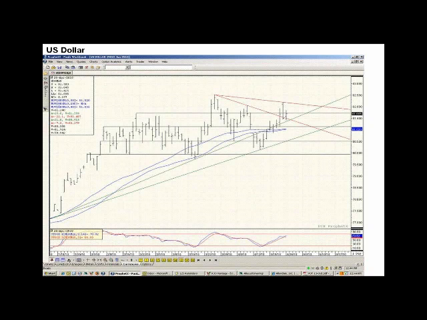And what kind of risk was that? You're going to be risking, again, probably a close back below those major moving averages would be the signal that this thing is giving up short term. And that's around 81? It's just below 81, correct.